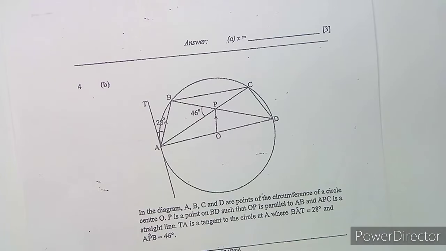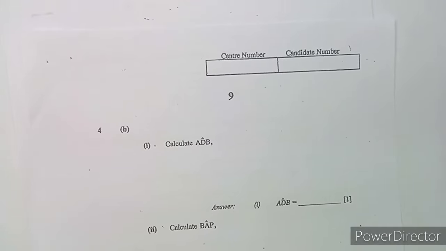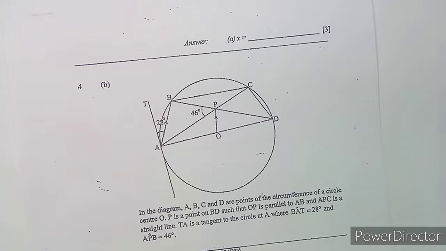All right, so I'm just gonna maybe adjust using a pen so that it can help us see properly what's happening there. All right, so what's the first question actually? Okay, let's see the first question. Calculate ADB. That is the first question, to calculate the angle ADB, and it's actually 1 mark there. All right, so our ADB.